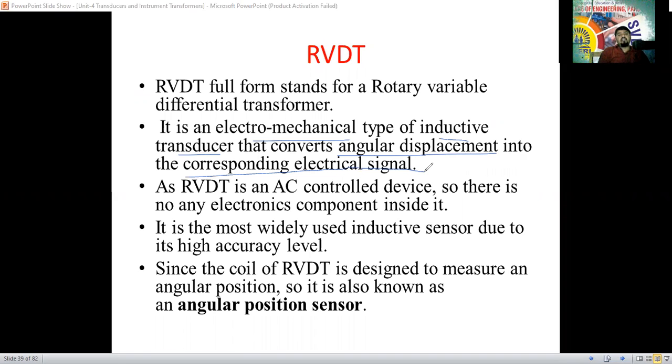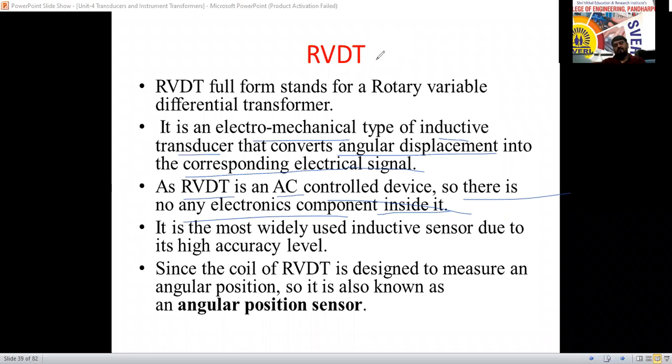RVDT is an AC controlled device. We are going to give alternating current, so it is an AC controlled device. There is no electronic component inside it. We are not going to use any electronic components in that.